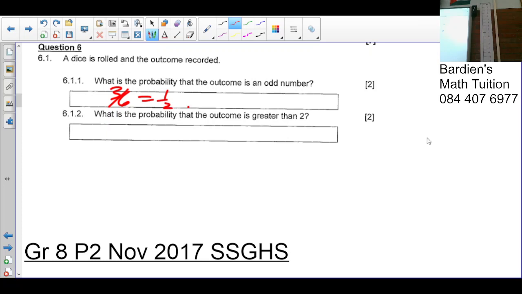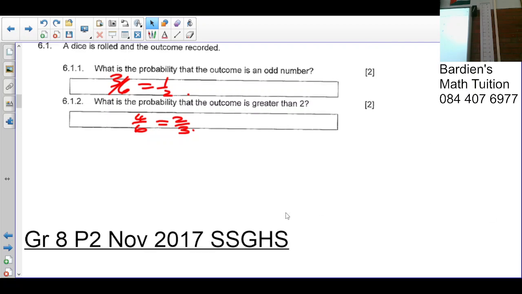Yes. What's the probability that the outcome is greater than 2? So what are my options? 3, 4, 5, and 6. Why am I not considering 2? It's greater than it. Okay? If it says what's the probability of the outcome being greater than or equal to 2, I would consider 2. So it's 4 out of 6, which is 2 out of 3. Don't forget to simplify your solution.